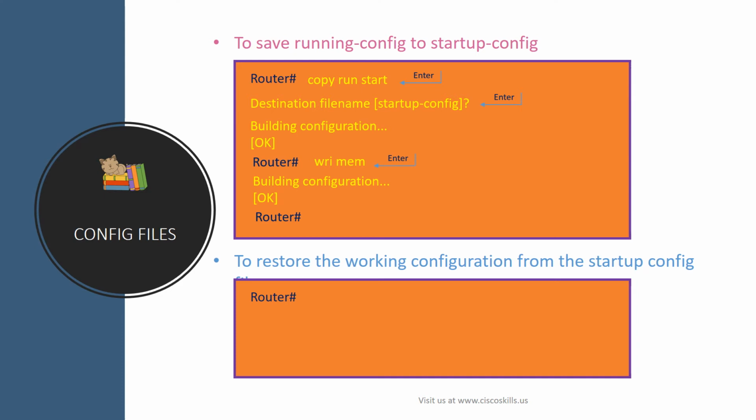Now, in case our configuration change is not working as expected, to quickly restore the working configuration from the startup config file at the privilege mode of the router, we need to issue the command copy start run and hit enter. It will ask if the destination file is running config. We just hit enter and it shows us how big is the startup config file, and that's it. We got everything restored from the startup config file.